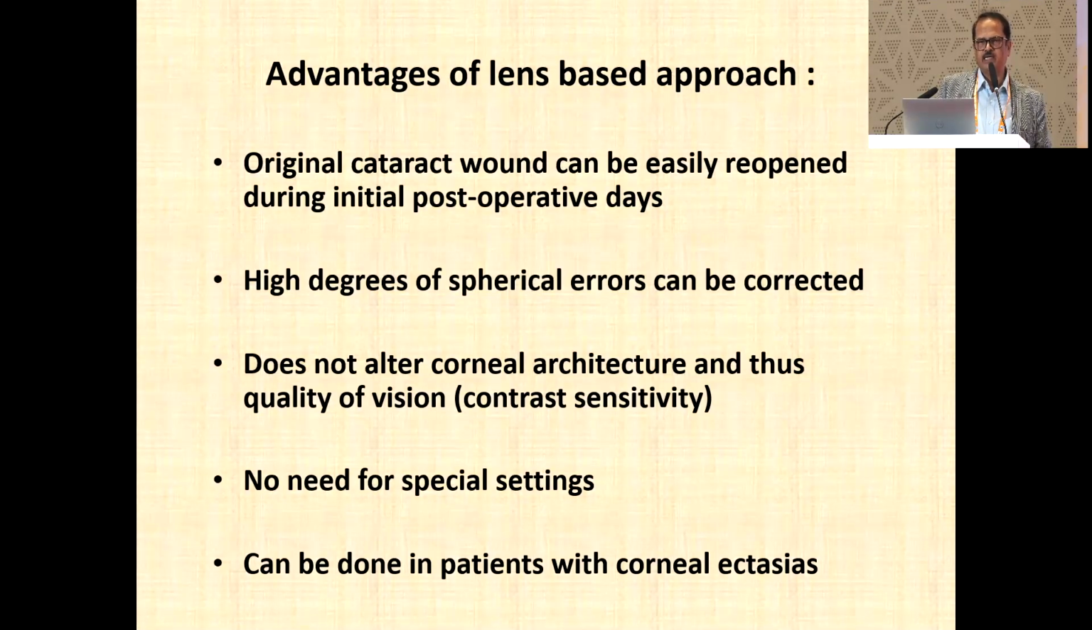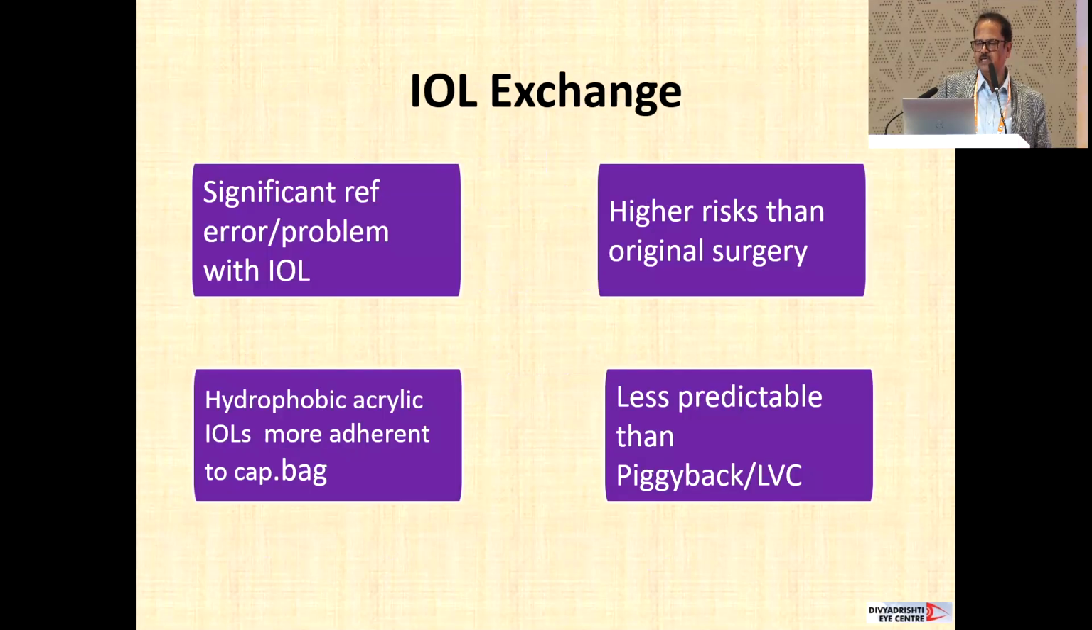So the advantage of the lens-based approach is that the original cataract wound can be opened and you can go through that, and there is a high degree of spherical aberration which cannot be corrected by the LASIK procedure. You can do it with the lens exchange, and it does not alter the corneal architecture like in the LASIK. At the same time, there is no need of special settings. So one can very well do that.